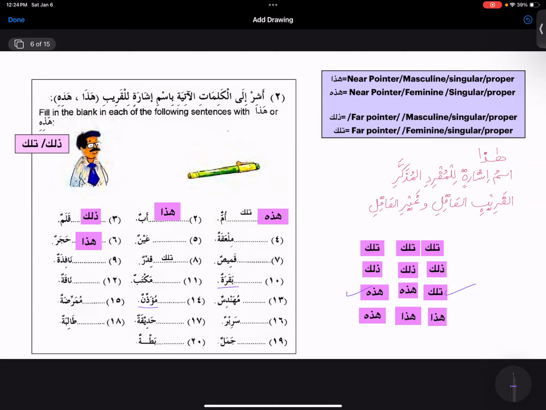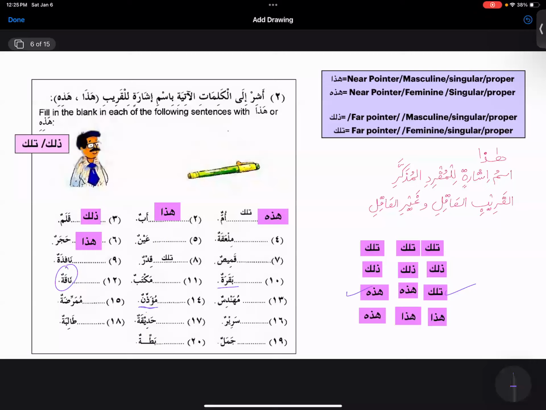Okay, now muazzinun. Who is a muazzin? Male. The one who gives the azan. Yes, the one who gives the azan, okay? Not imam, because a muazzin can be anyone. So the one who gives azan is basically male. Right? So what pointer are you guys going to use? Hadha and zalika. Very good. Hadha or zalika.